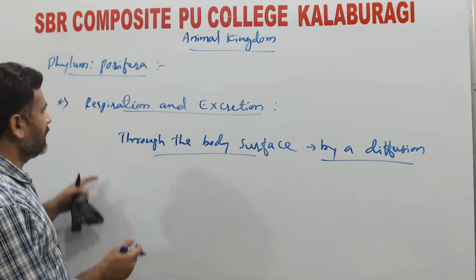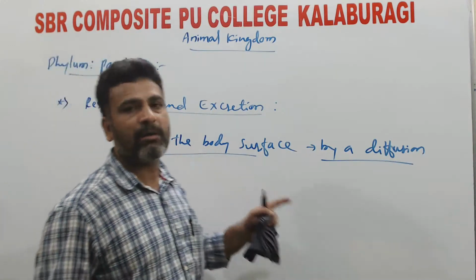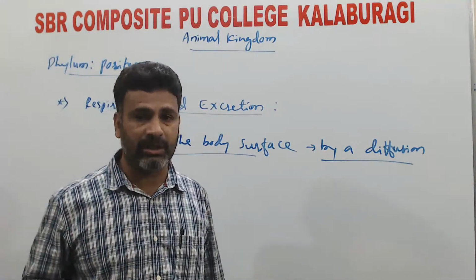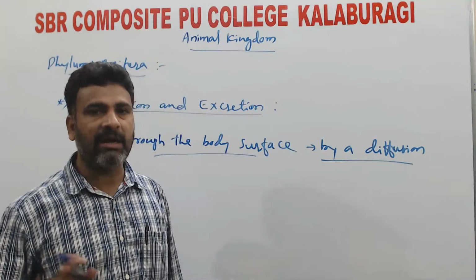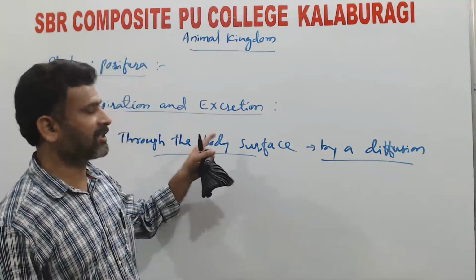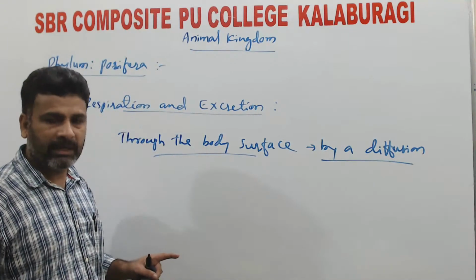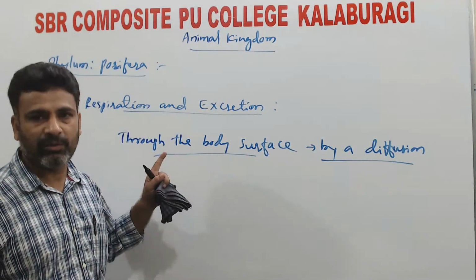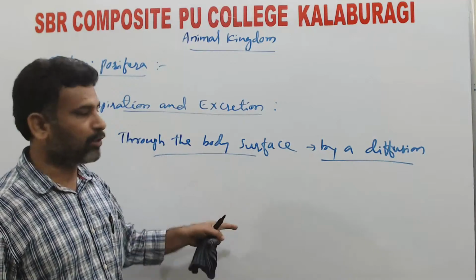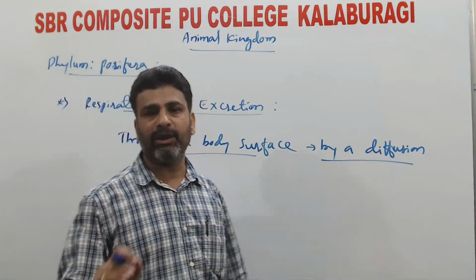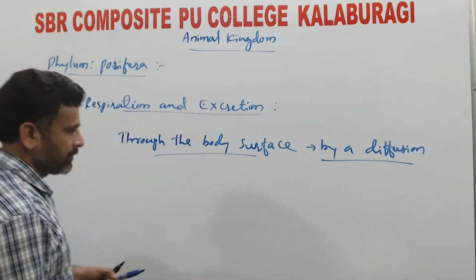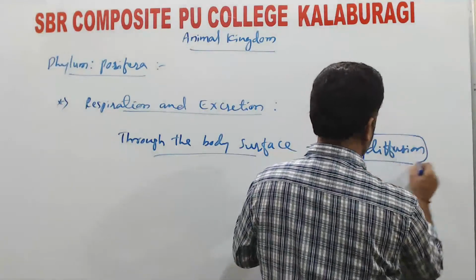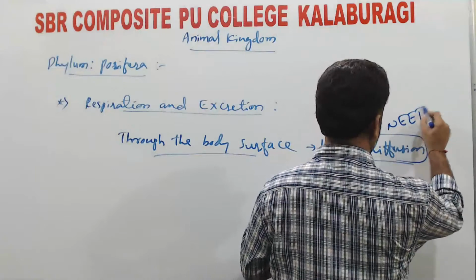So that's why respiration and excretion are not brought about by special structures. Special structures are not there for respiration as well as excretion. Respiration and excretion occur through the body surface only, by a simple diffusion process. This was also asked in NEET.